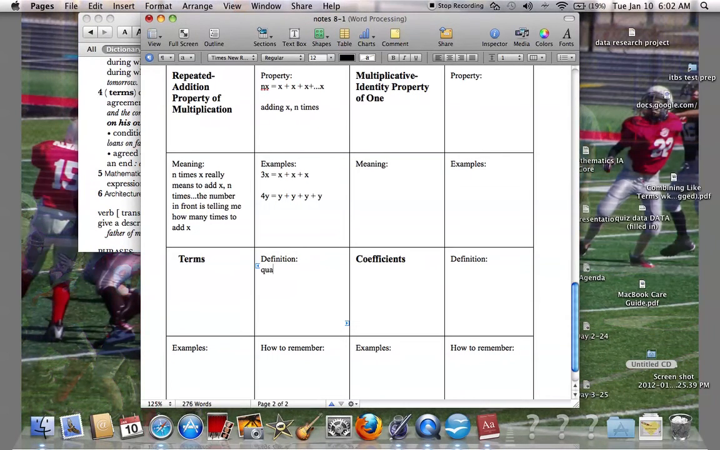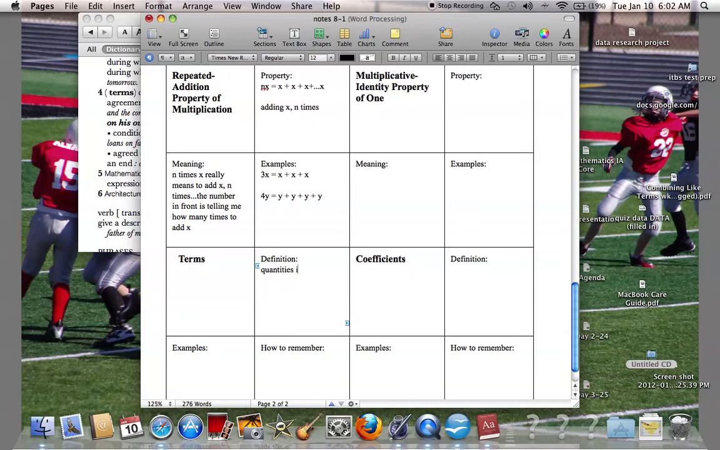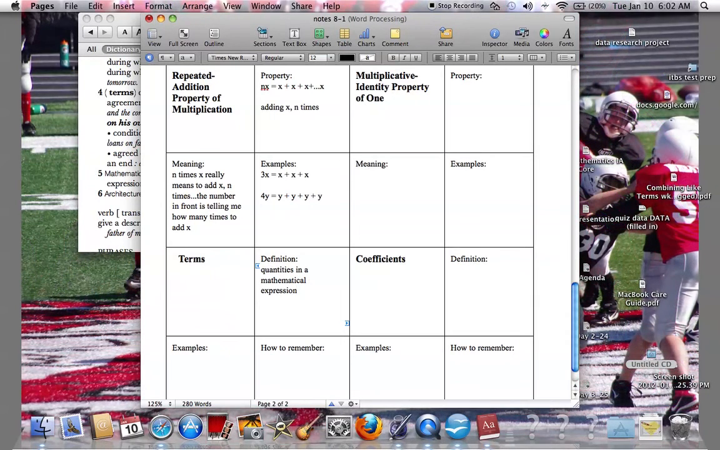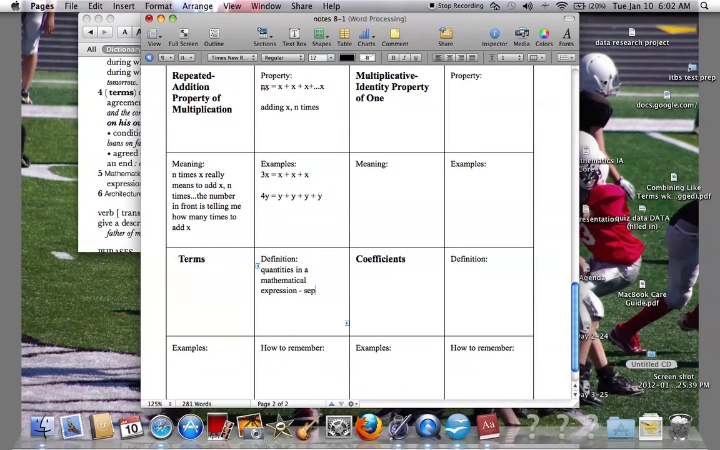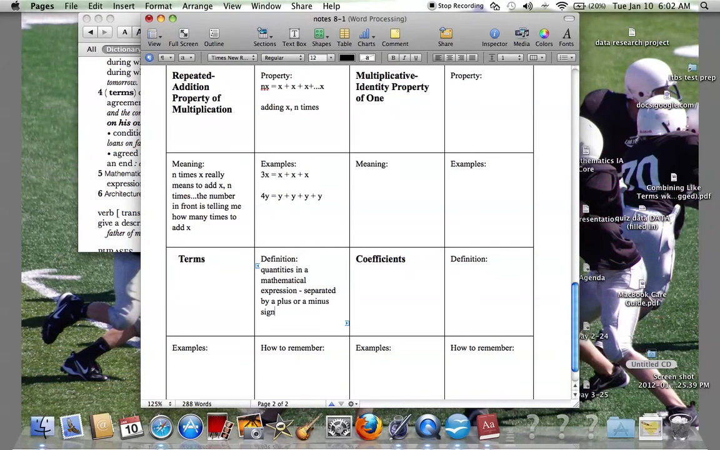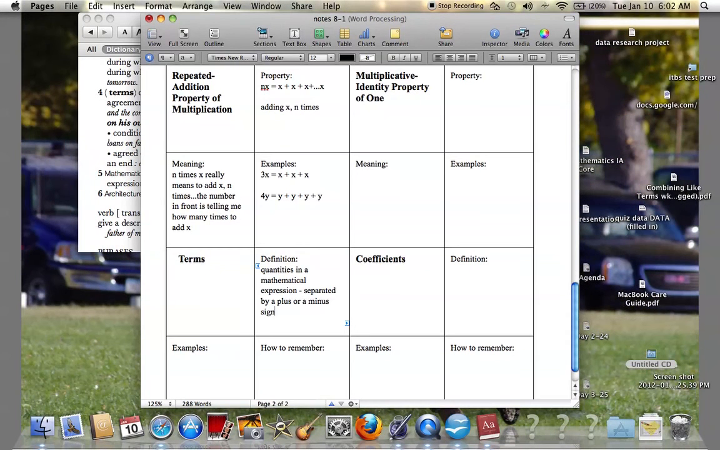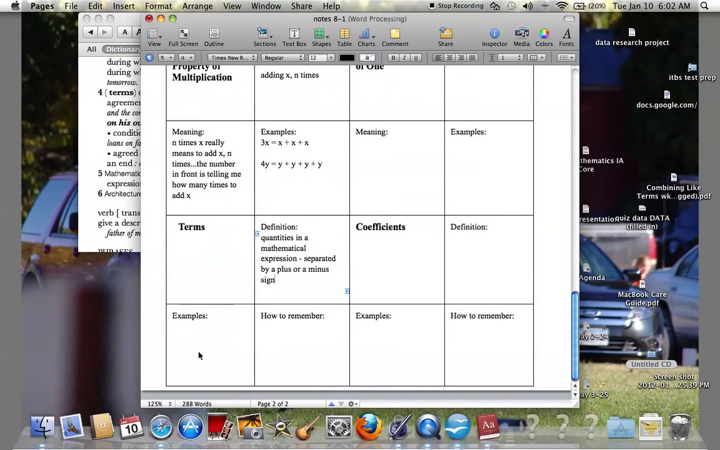Okay, so it was the quantities in a mathematical expression, and I'm going to add just a little bit of clarification, separated by a plus or a minus sign. So it's all those individual pieces within any mathematical expression I write, but in order to separate the terms, they've put plus and minus signs in between them. So the things that are added or the things that are subtracted in an expression.